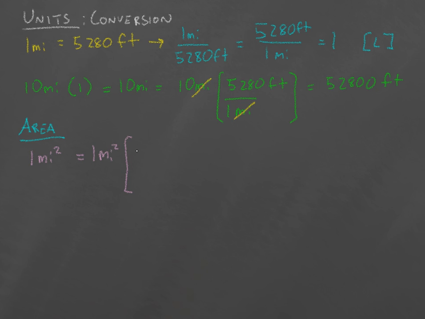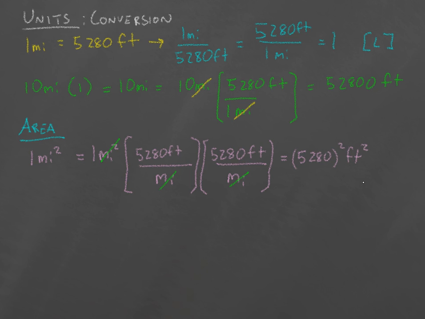Now we'll multiply it by 5,280 feet over 1 mile, which is just 1. But then we have to multiply it by another 5,280 feet divided by 1 mile, which again is 1. But now notice that the mile squared cancels out, so we get 5,280 square feet.